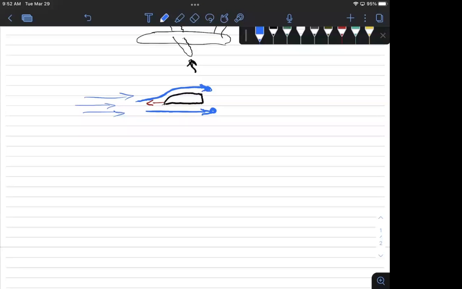Now, the only way this is true is if the velocity up here, let's call it V2, is on the top and V1 is on the bottom, the speed of the air flowing underneath the wing versus the speed of the air flowing over the wing. If the air over the wing has to go a bigger distance in the same amount of time, then its speed must be bigger. So V2 must be bigger than V1.